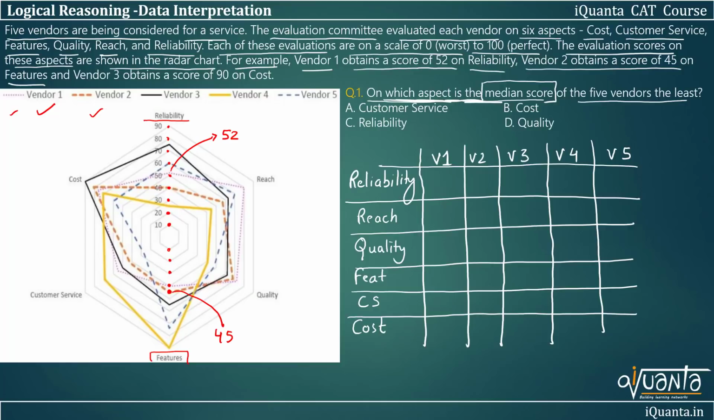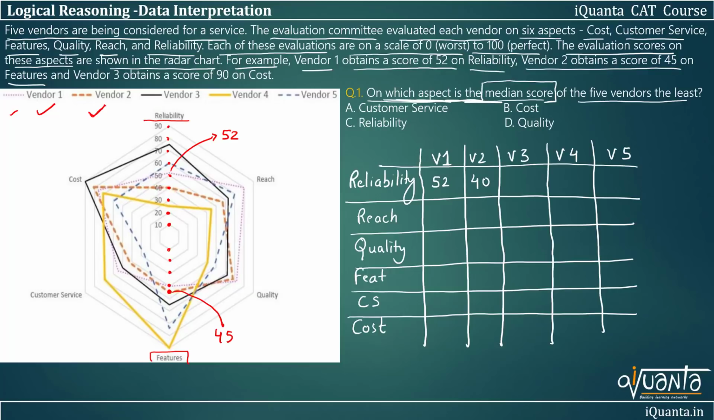So vendor 1 in reliability, it is 52. If you talk about vendor 2 in reliability, for vendor 2 it is the orange dashed line, and we're talking about reliability, so it is over here, which is exactly 40. So let me write 40 over here.